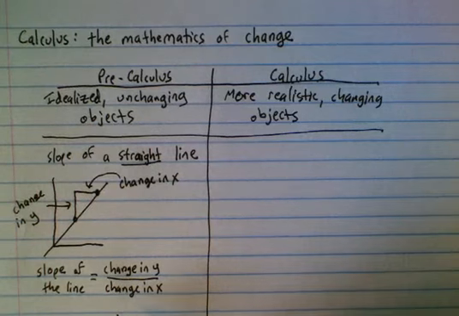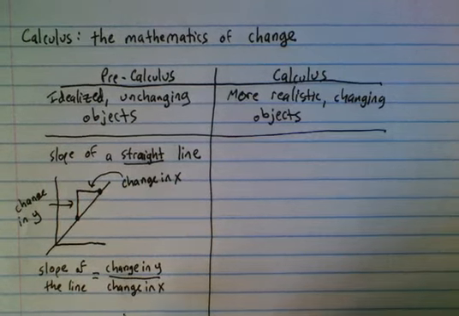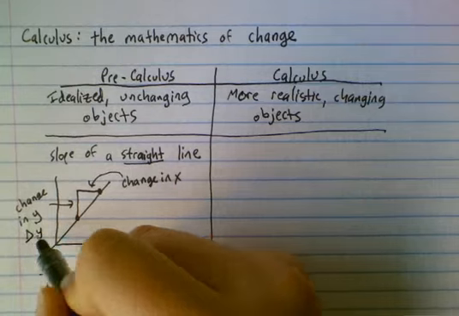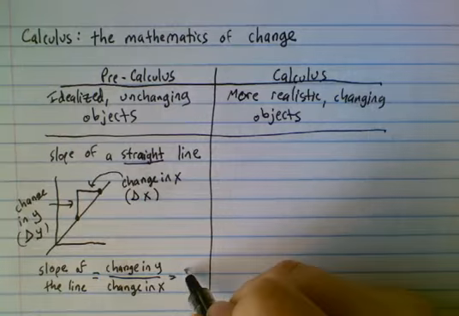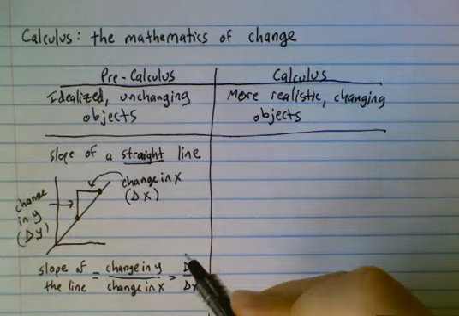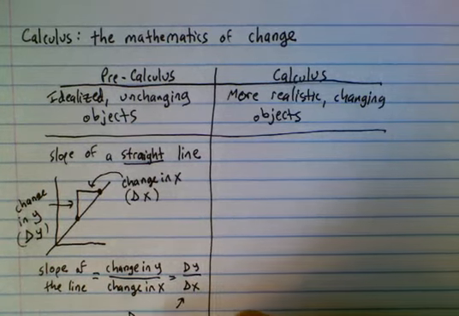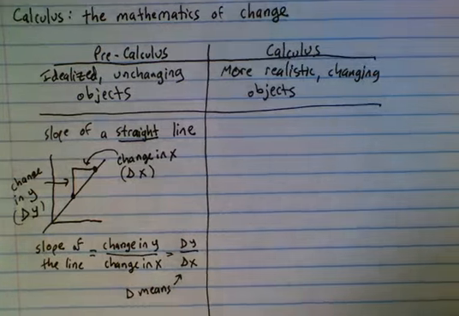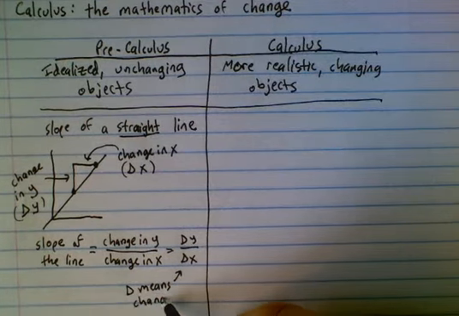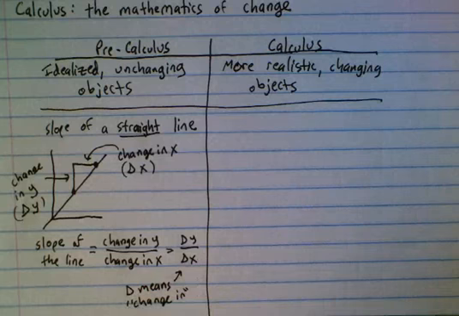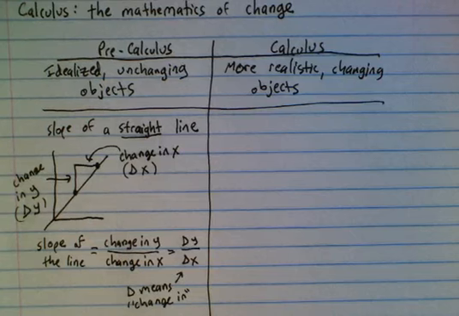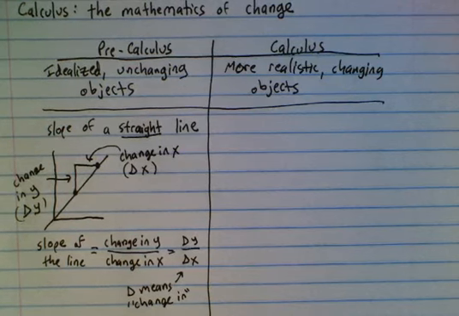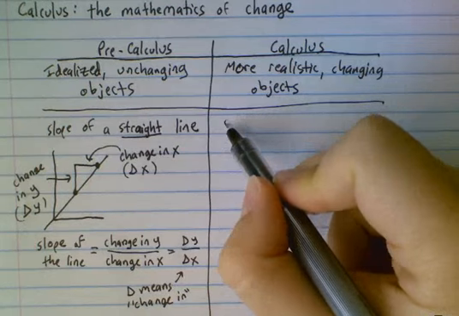Change in is an awfully long thing to write, so this is sometimes also notated as delta y and delta x, with the delta meaning change in. We know this all the way back from Algebra 1 as rise over run, same idea, rate of change. However, calculus deals instead of with the slopes of straight lines with the slopes of curves.